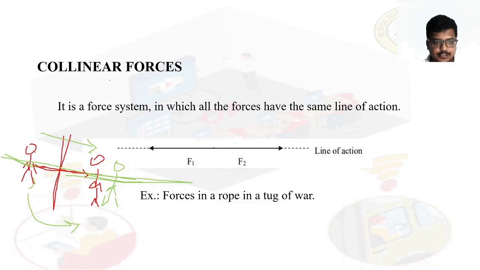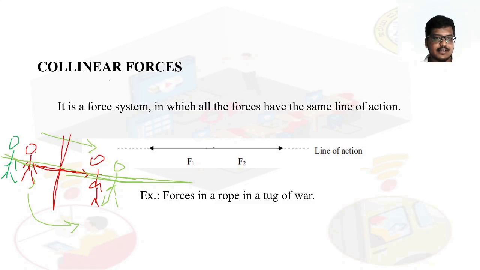So in the tug of war game, these people will try to pull these people to this side. These people will try to pull these people to this side, right? But they are applying the forces on the rope. So that rope is the path for that line of action.